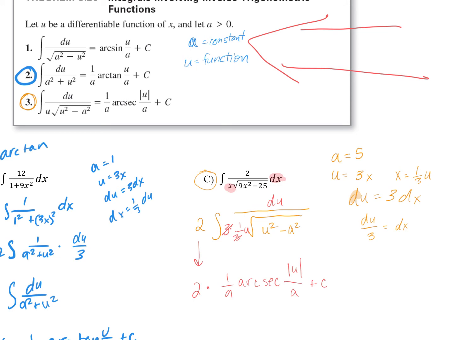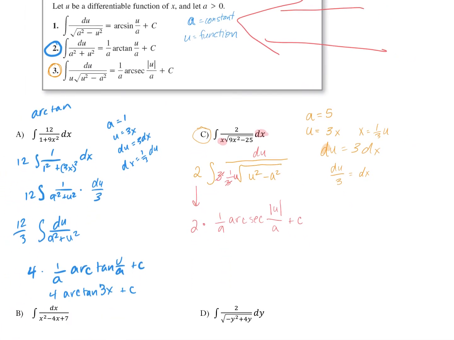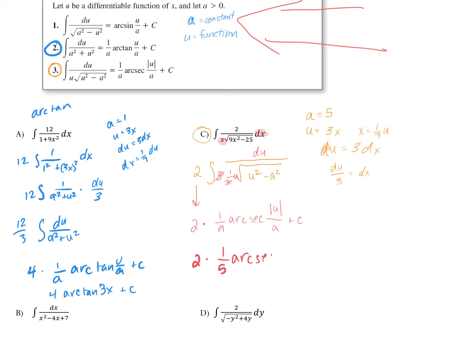We're almost done. Again, this is just restating that rule, and then we go fill in our u and our a again. So I have 2 times 1 over 5 arcsecant of the absolute value of 3x over 5 plus c. And the final answer of this is 2/5 arcsecant of the absolute value of 3x over 5 plus c.